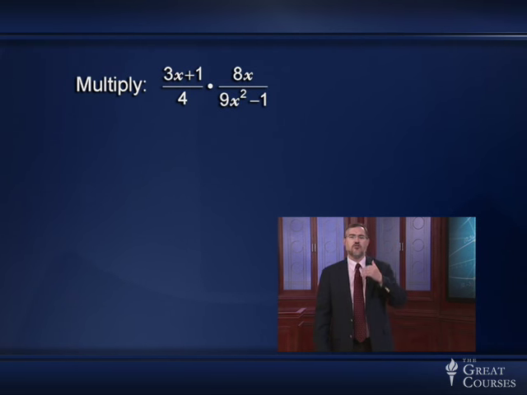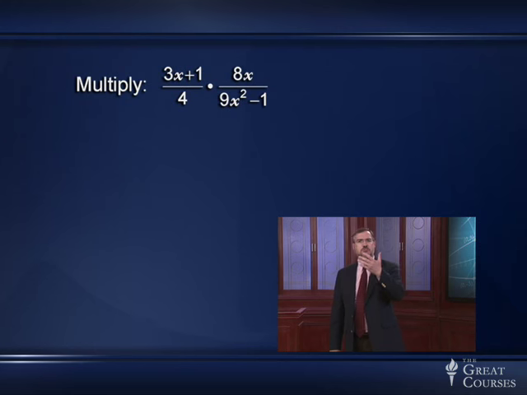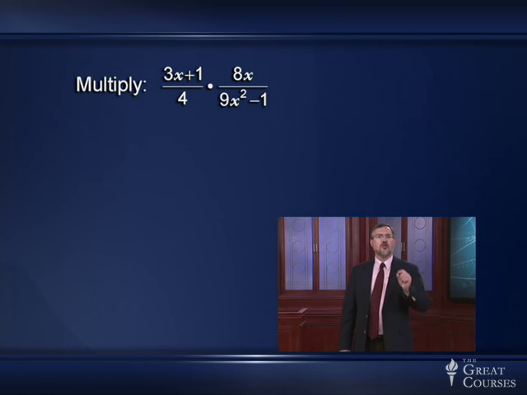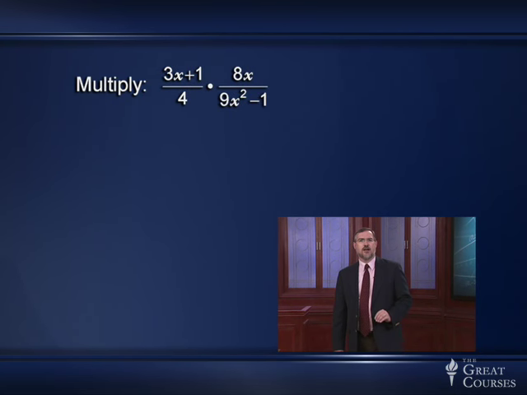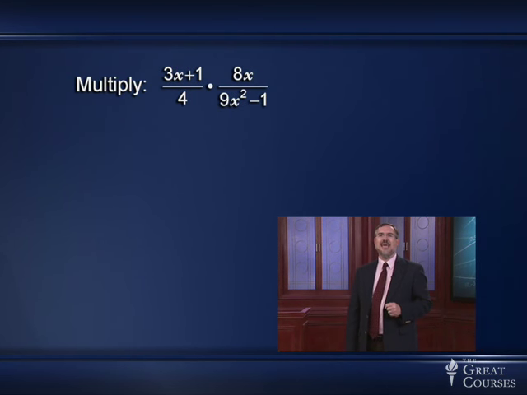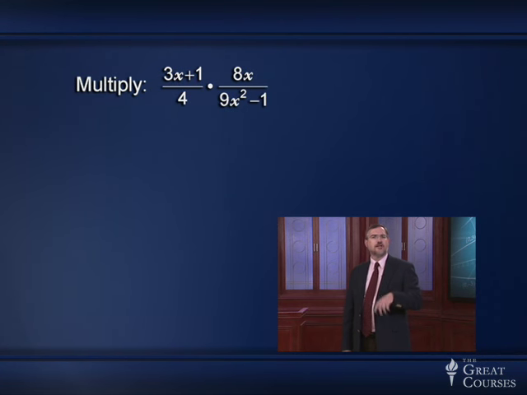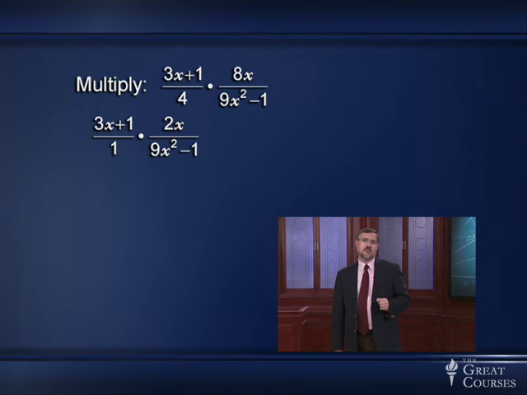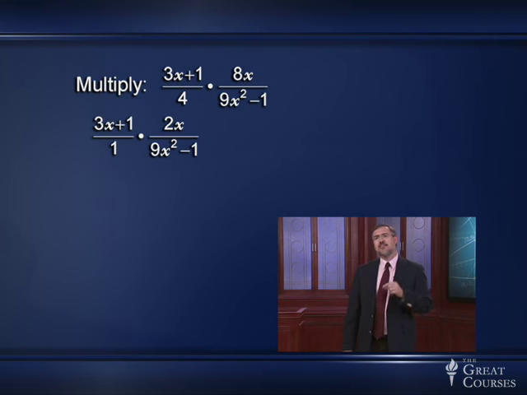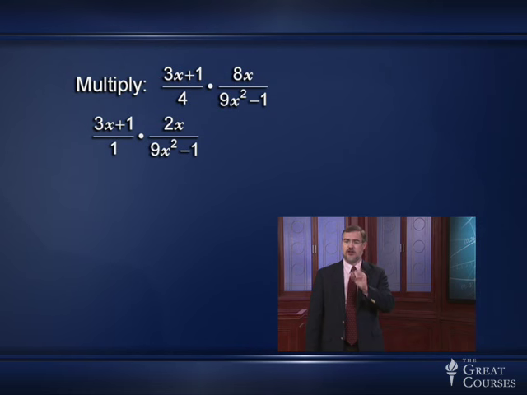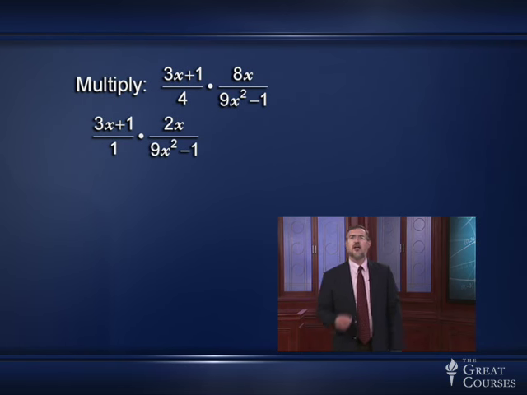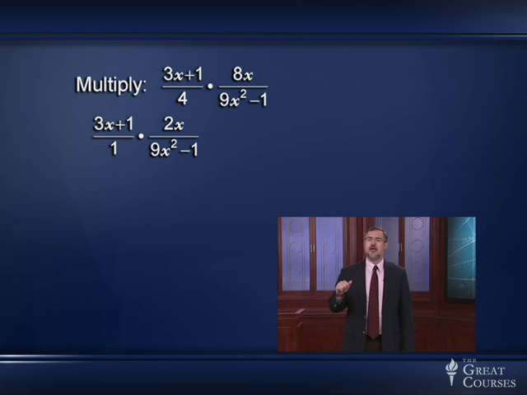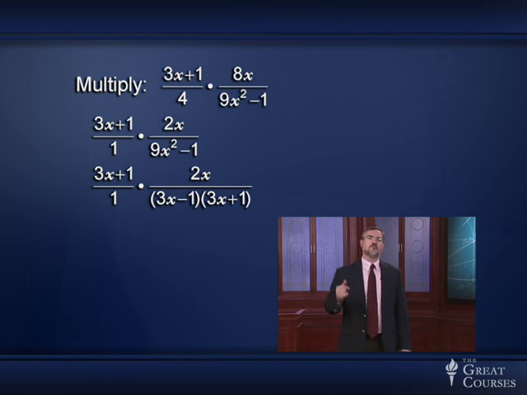So in particular, when you do this product, you have 3x plus 1 over 4 times 8x over 9x squared minus 1. Notice that that 4 in the denominator of the first fraction can cancel with part of the 8, if you will, in the second one. And you'll be left with 3x plus 1 over 1 times 2x over 9x squared minus 1. But that 9x squared minus 1 can actually factor, and you should always remember factoring when you can. 9x squared minus 1 is actually a difference of two squares just kind of hiding a bit, because it's 3x minus 1 times 3x plus 1.